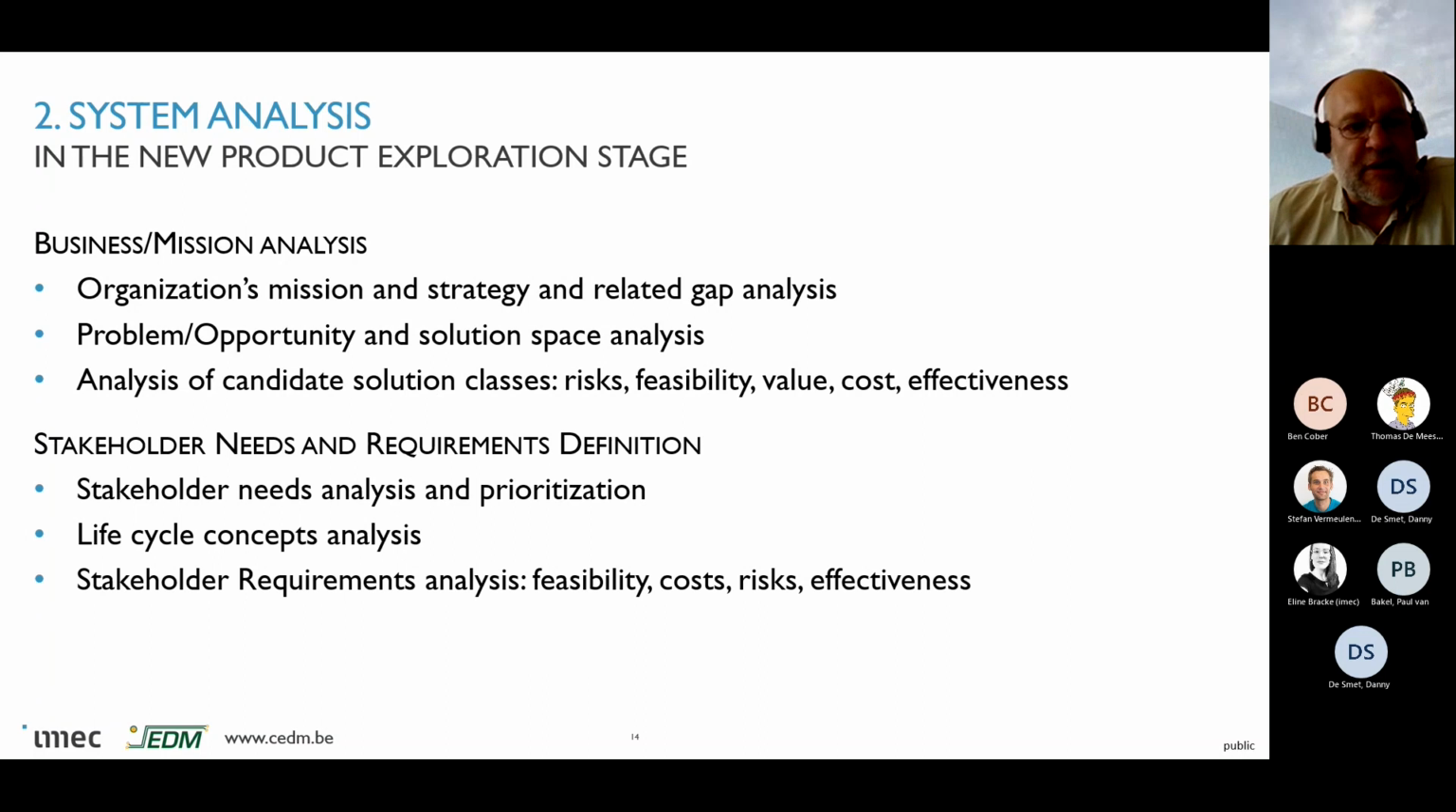In the stakeholder needs and requirements definition process, we analyze the needs. Based on that analysis, we define or set the priorities in these needs. We analyze the life cycle concept and then we establish the requirements. And in the requirements analysis, we really focus on feasibility, cost, risks, and effectiveness.